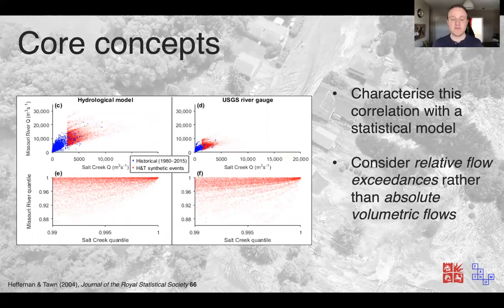We can translate observed flow co-occurrences in blue into many more plausible synthetic co-occurrences in red, in line with the observed correlation structure. The top two graphs are plotted on the same axes this time, and you can see although there are heavy biases in the model, the general correlation is much the same. If we convert these flows to their quantiles, we ignore the absolute flow volumes and just consider their relative frequencies, as we have done in the two bottom graphs, we can see that the synthetic events based on the model and the gauges are very similar.